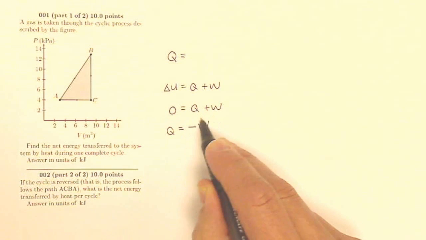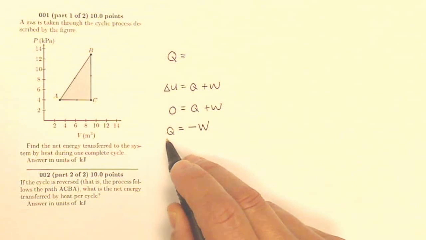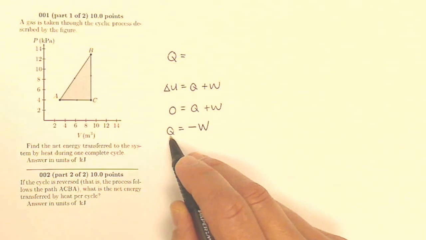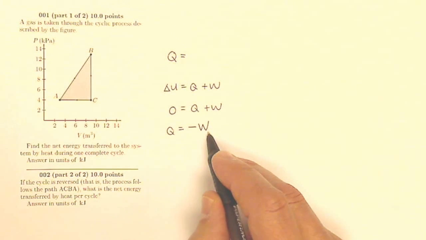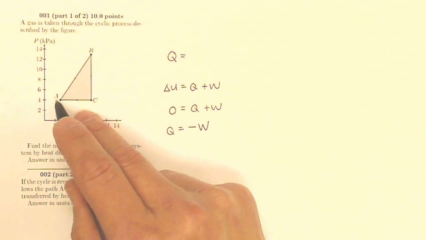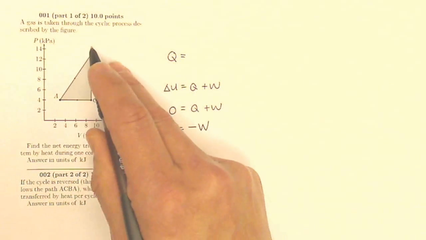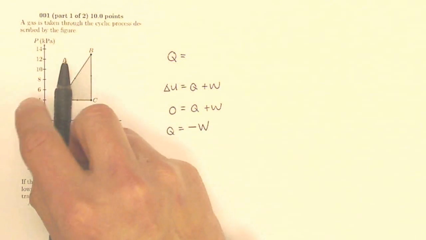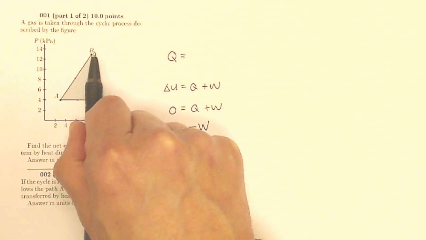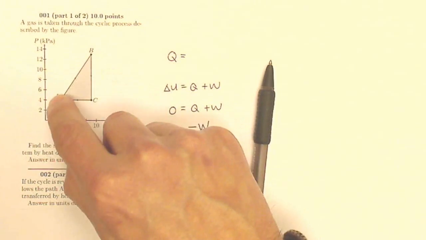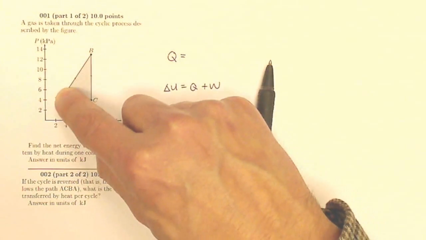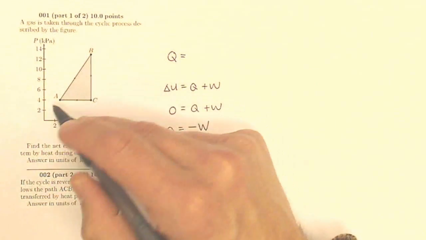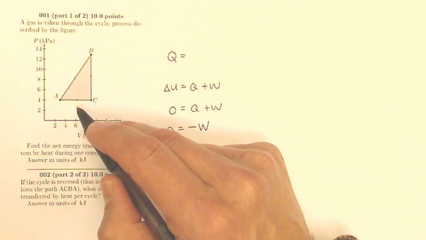If I knew the work done in one complete cycle, then I would know the Q in one complete cycle. To figure out the work, well, the work is going to be the area enclosed by this triangle. As I go from A to B, this much work from here up to here, so pretty much this area from A to B and everything all the way down to the axis, that's the amount of work done by the gas, and it's negative work done by me.